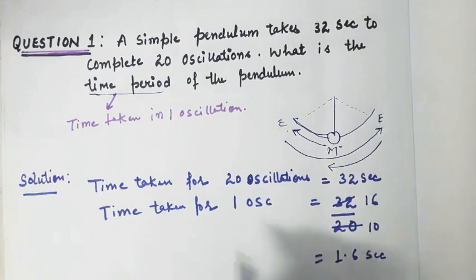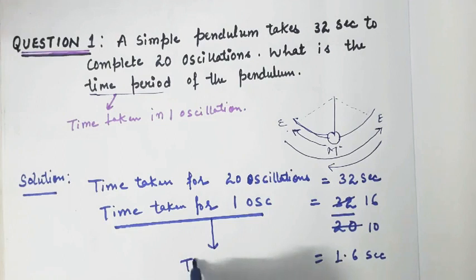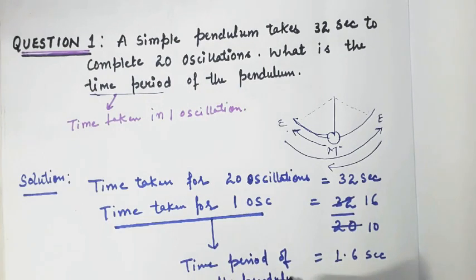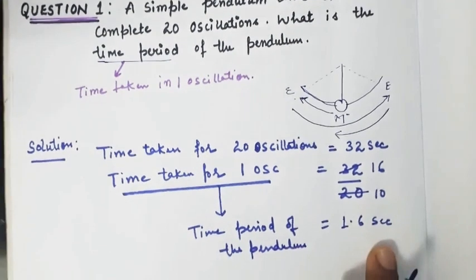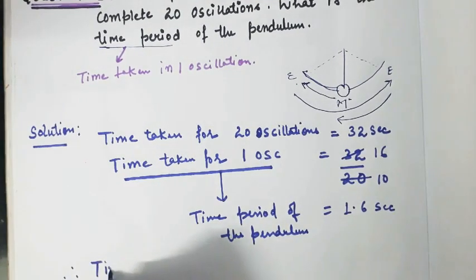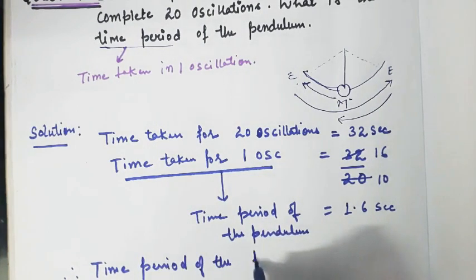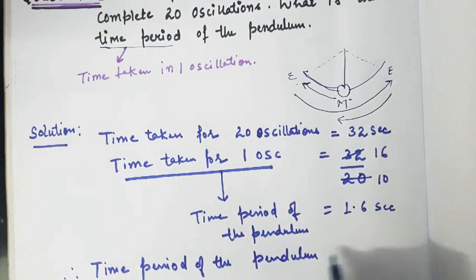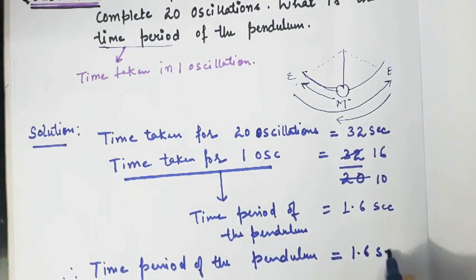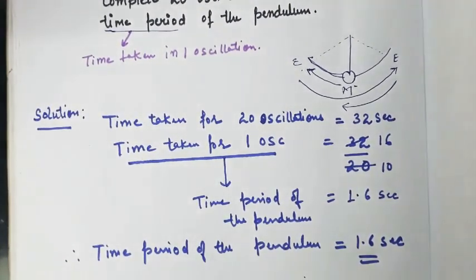seconds. And you know that time period is the time for one oscillation, so the time period of the pendulum is equal to 1.6 seconds. So here you can write, therefore time period of the pendulum is equal to 1.6 seconds. I think this is clear. Now let's move to another question.